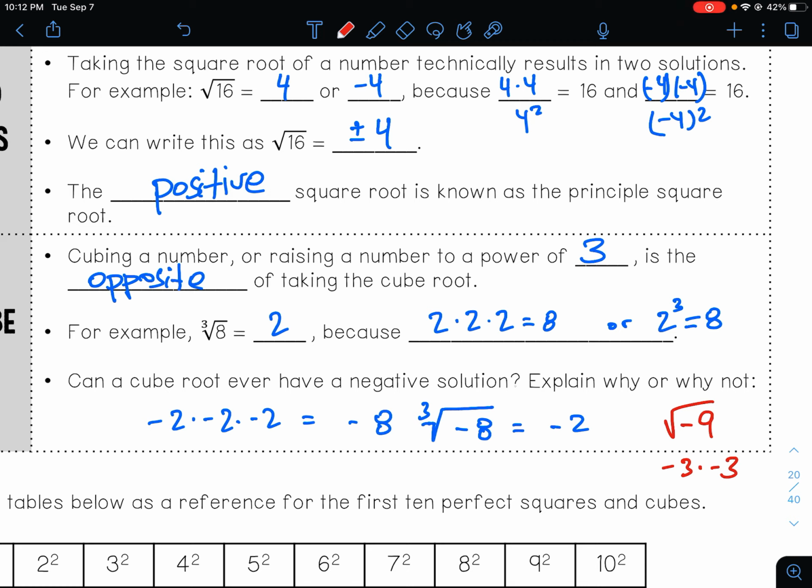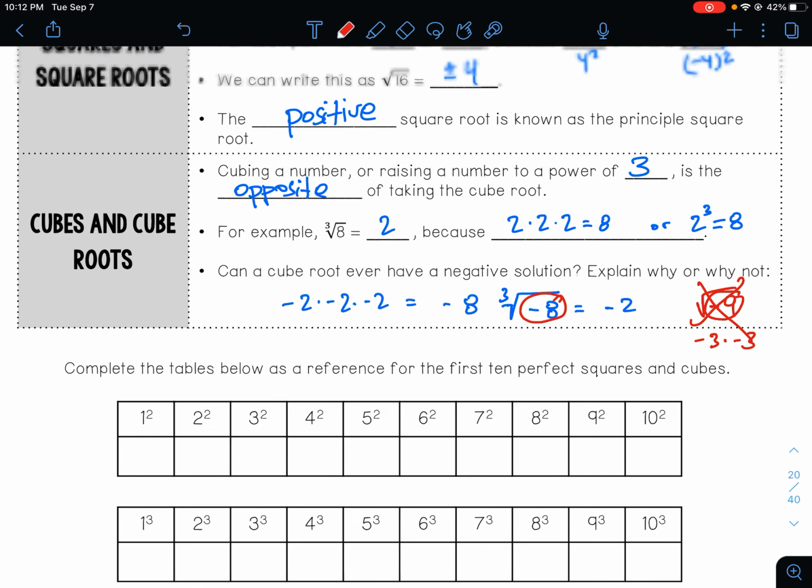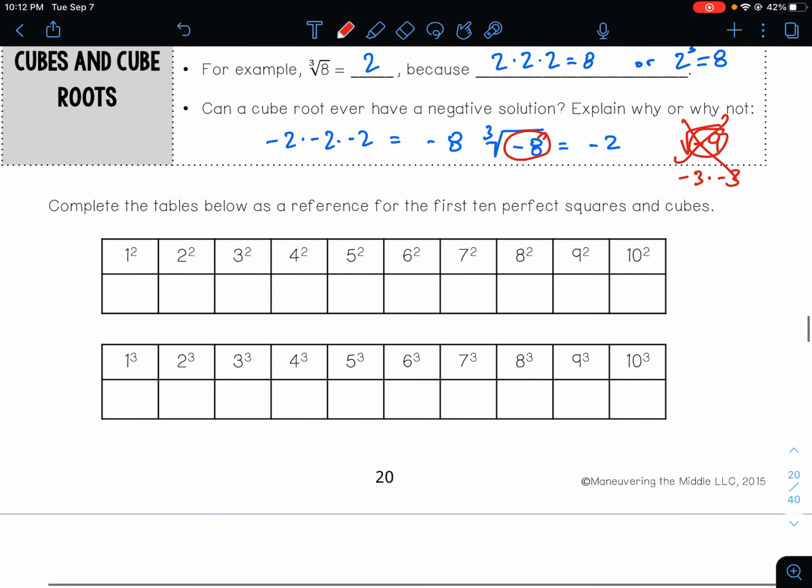So cube roots are a little bit different, where it's okay to have a negative number inside the cube root. It's not okay to have a negative number inside of a square root. That's going to create an imaginary number, which we don't have to worry about. All right, so let's go ahead and fill out some tables of squares and square roots.